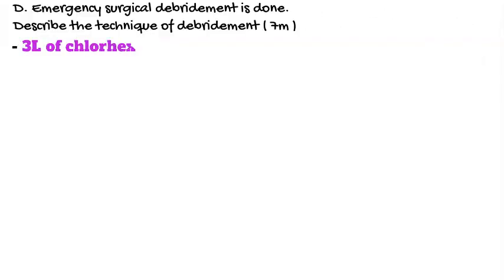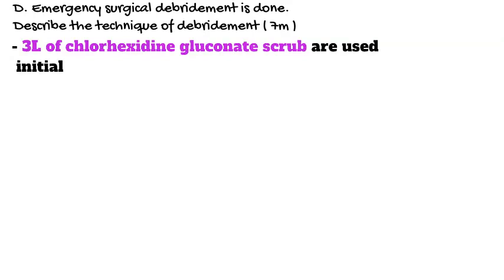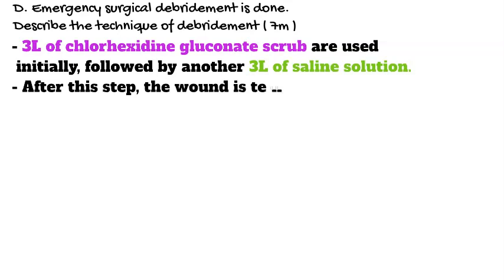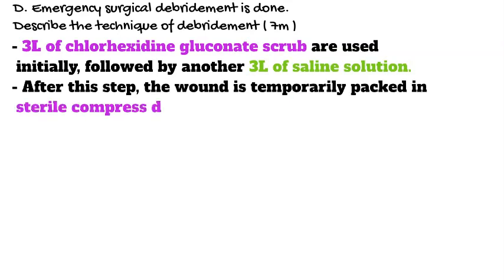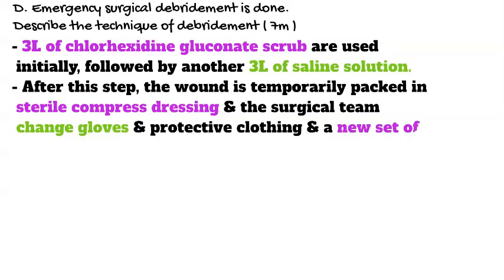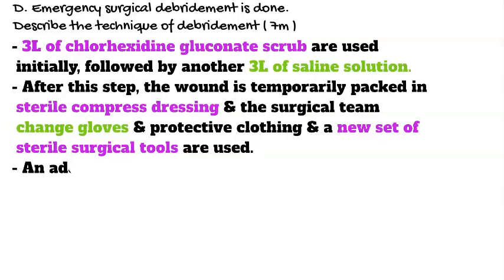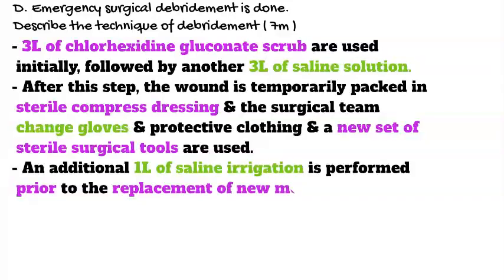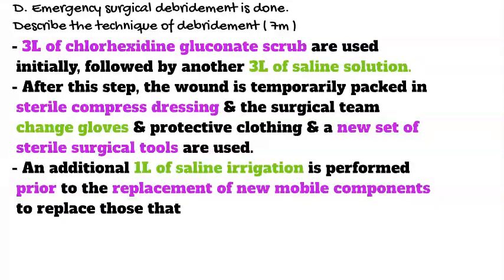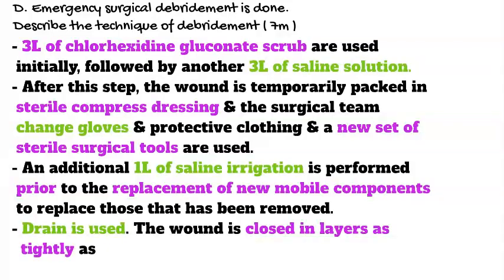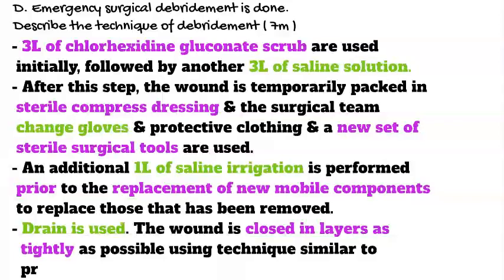3 liters of chlorhexidine gluconate scrub are used initially, followed by another 3 liters of saline solution. After this step, the wound is temporarily packed in sterile compressed dressing and the surgical team changes the gloves and protective clothing, and a new set of sterile surgical tools is used. An additional 1 liter of saline irrigation is performed prior to the replacement of new mobile components to replace those that have been removed.